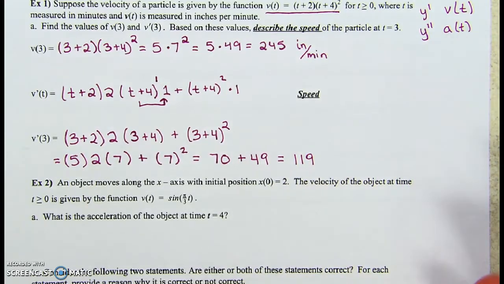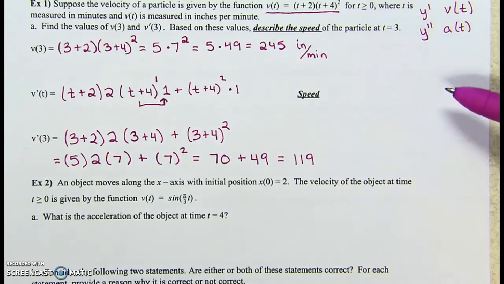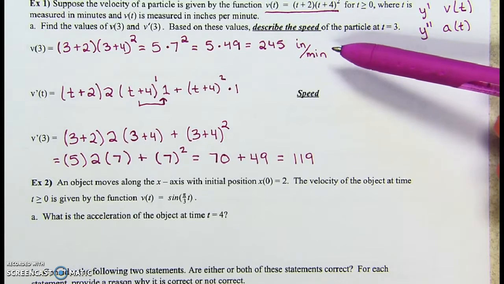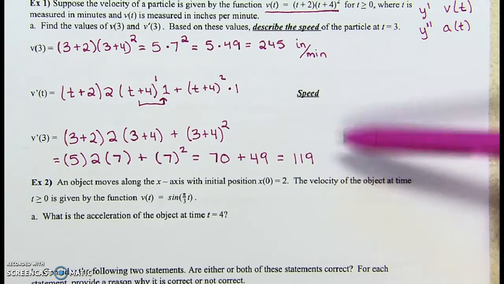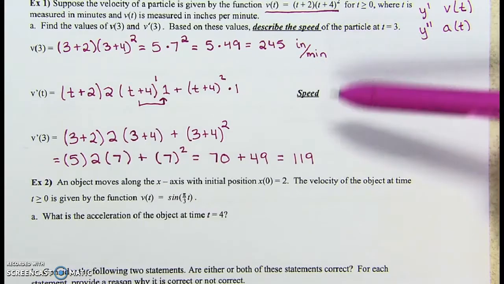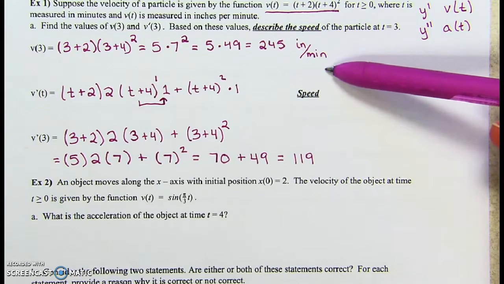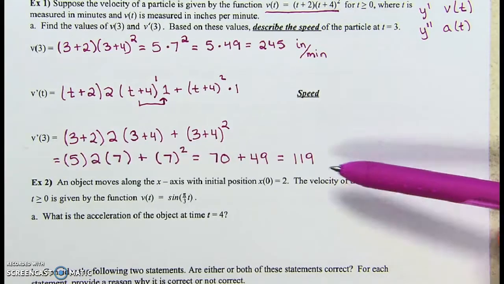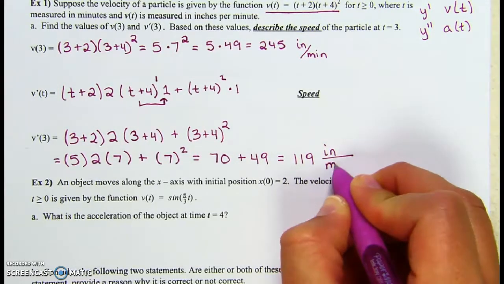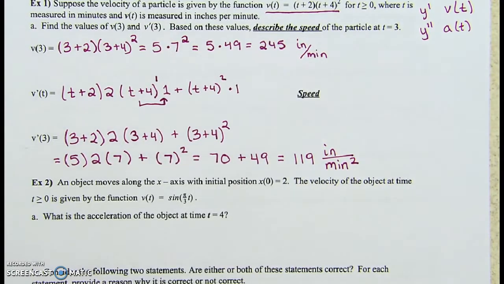A while back, it's been a while, was that every time we take a derivative, what happens to the units? So if you're in physics, you already know the units for acceleration, but every time we take a derivative, the units divide by time. So if we have inches per minute, and we're taking the derivative of that, it's going to be inches per minute squared. We say that, okay?